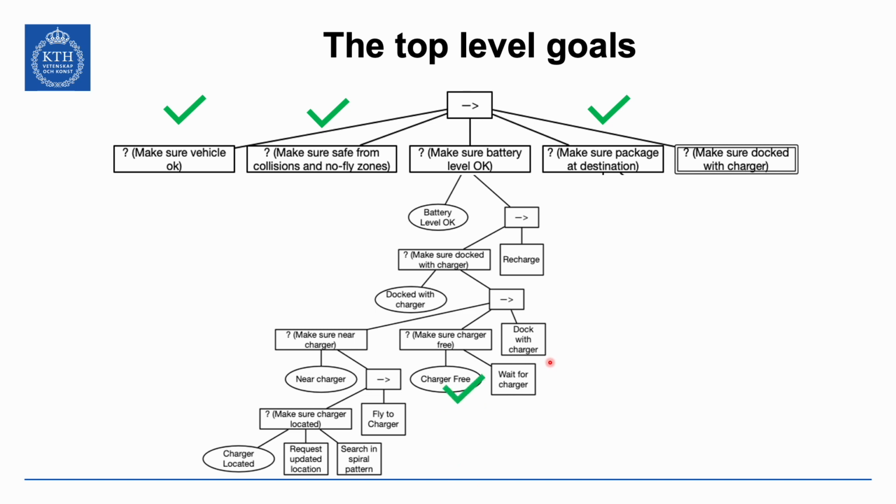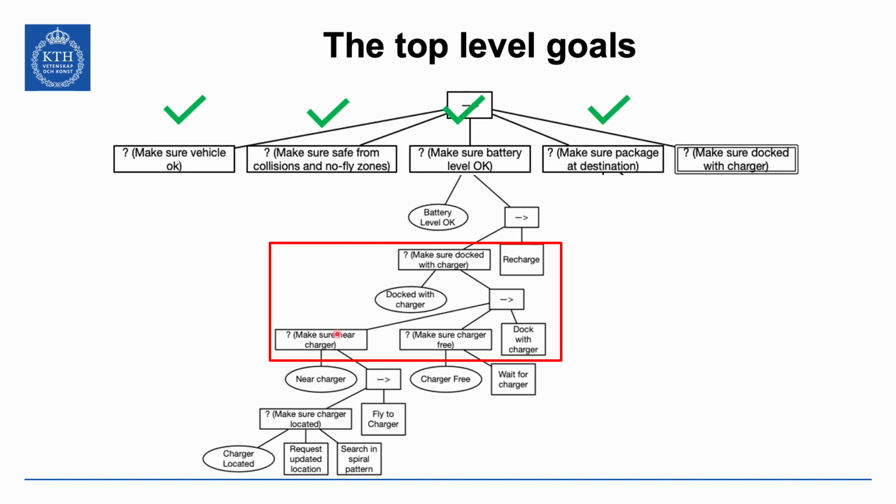And just to illustrate how that works, here we see the top level, little PPA tree. If the battery level is okay, we're fine. If not, how do we fix the battery level? Well, we recharge. What is the precondition to recharging? We need to be docked with a charger. So the next level, PPA here, how do we make sure that we're docked with a charger? First we check if we are. If we are, we're happy. If not, we need to dock, right?